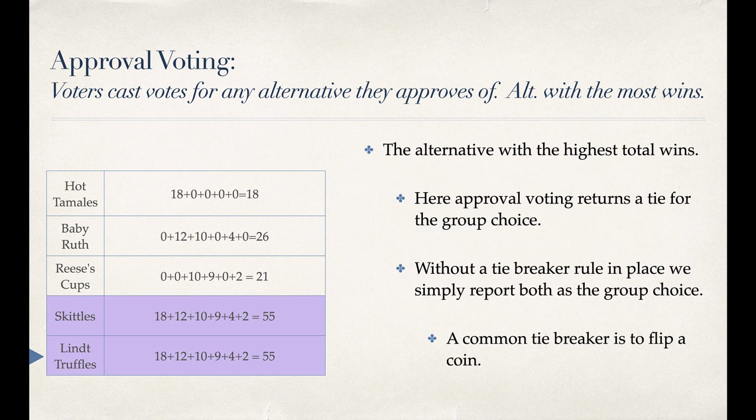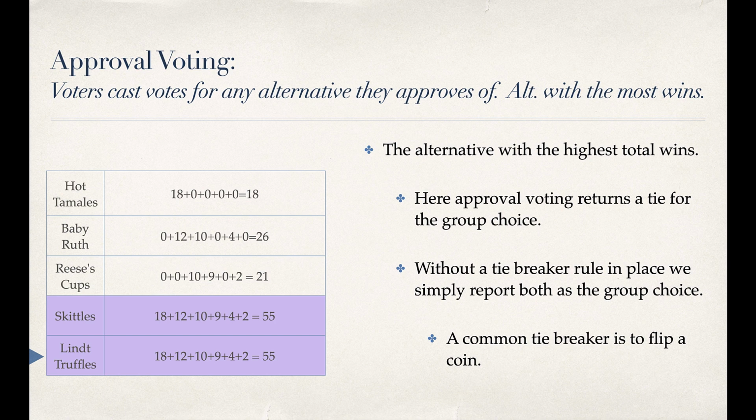So the alternative with the highest vote total wins. Here, approval voting returned us a tie. This is an issue with approval voting. If you need a uniquely decisive group choice, approval voting might not be the voting rule you want to go with. Often groups will come up with some sort of tie-breaking procedure, like they'll flip a coin, or they might run plurality or majority. Of course, it's only 2 alternatives. They might run majority again over the 2, but they would have some sort of tiebreaker.